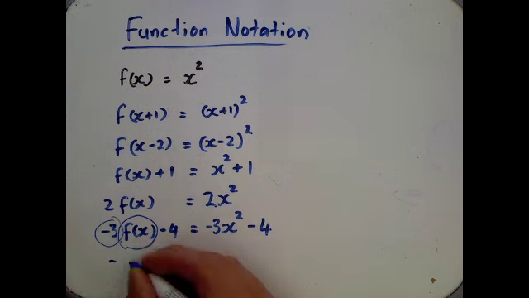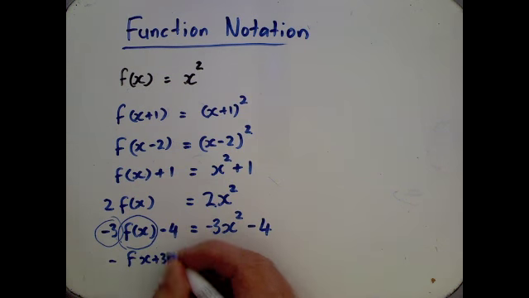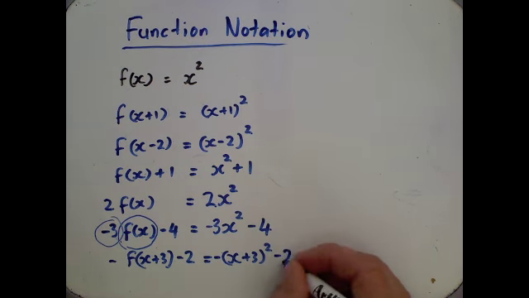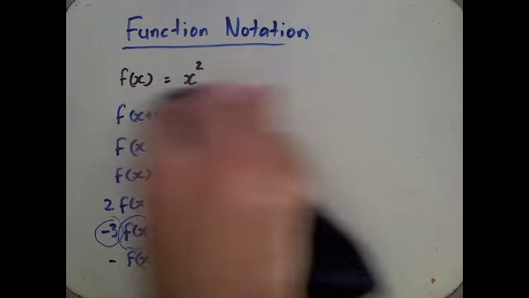And let's look at our final example. We've got minus f of x plus 3, or that's negative 1 times f of x plus 3, and then we subtract 2 away. Remember, we've got x plus 3 in the brackets, so that's going to be x plus 3, squaring that. We multiply it by a negative, or negative 1, and then we subtract away the 2 on the end. And there we go. Function notation.